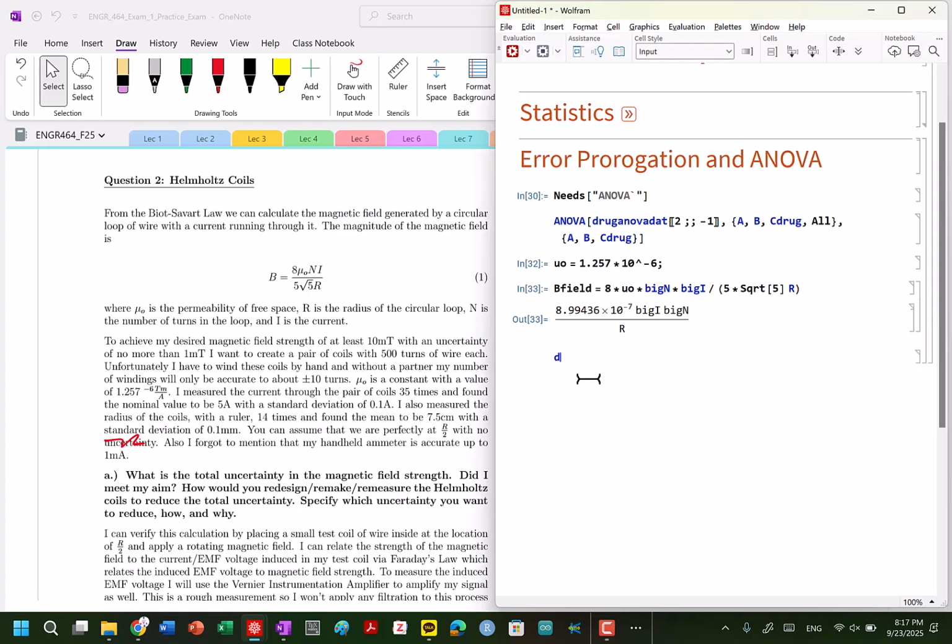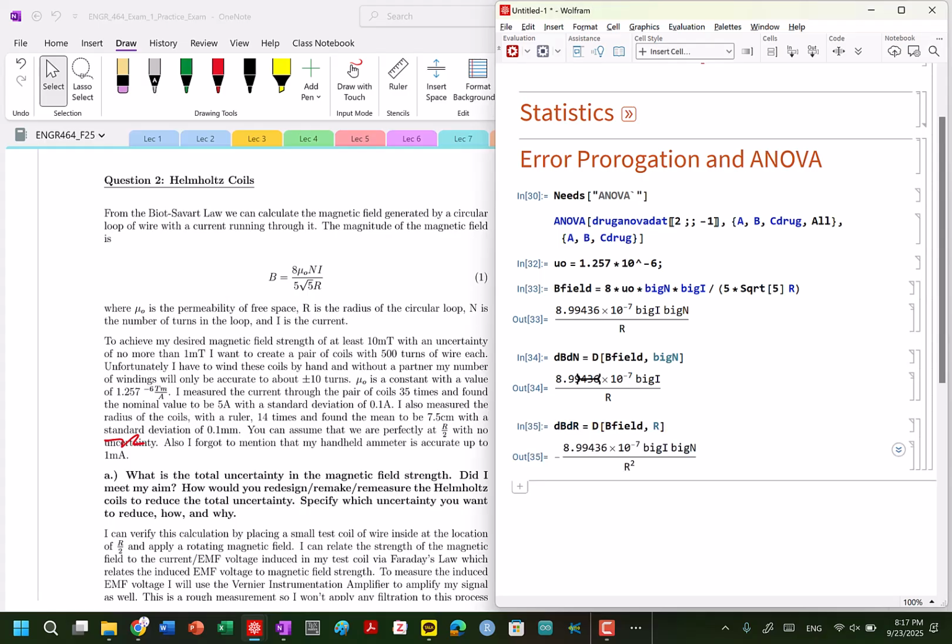So dB dN is going to be the derivative of B field with regard to big N. We also have dB dR, the radius measured with the ruler, so dB dR equals the derivative of B field with respect to R. And then we also have dB dI, because our ammeter is accurate to a milliampere, so we have the derivative of B field with respect to big I.